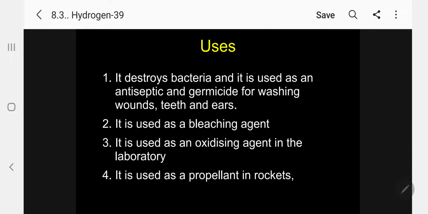Coming to uses, hydrogen peroxide destroys bacteria and it is used as an antiseptic, germicide for washing wounds, teeth and ears. Dilute solution only we are using. Number 2, it is used as a bleaching agent. Hydrogen peroxide is used as an oxidizing agent in the laboratory. It is used as a propellant in rockets. Propellant is a fuel in rockets.